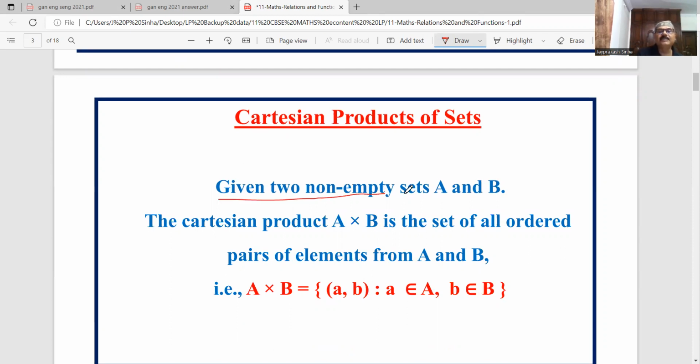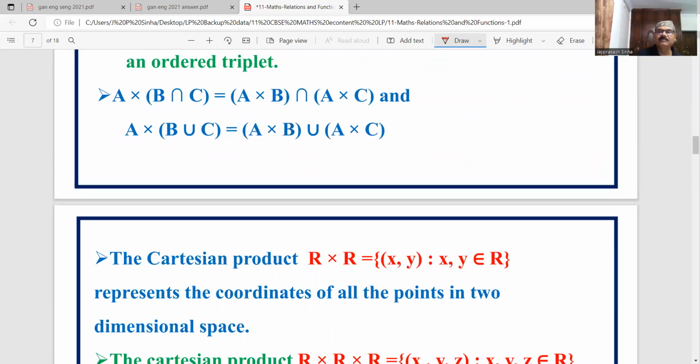Given two non-empty sets A and B, means here none of these sets are empty, the Cartesian product A cross B is the set of all ordered pairs (a, b) of elements from A and B, because we are taking the Cartesian product from A and B. Correct? Where a is a member of set A, and b is a member of set B. Come, now we are going to learn it from an example.